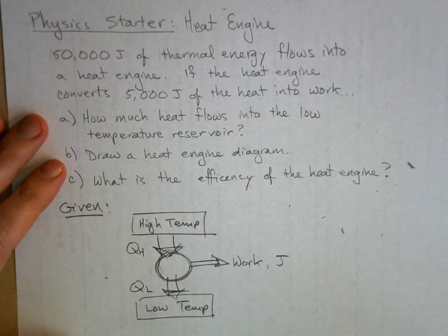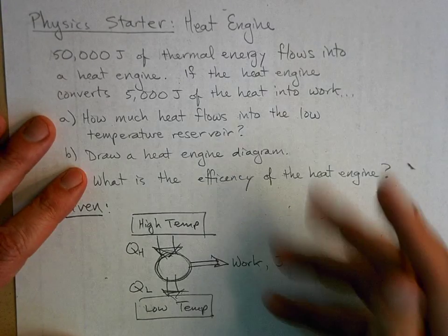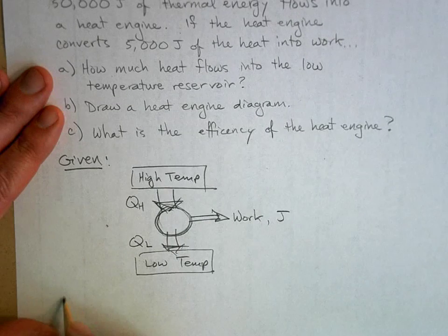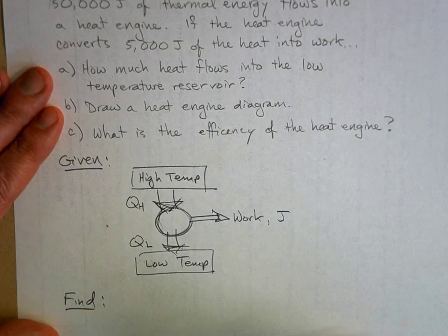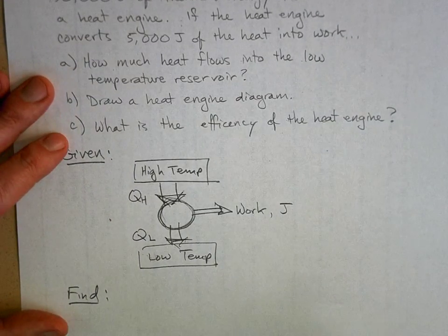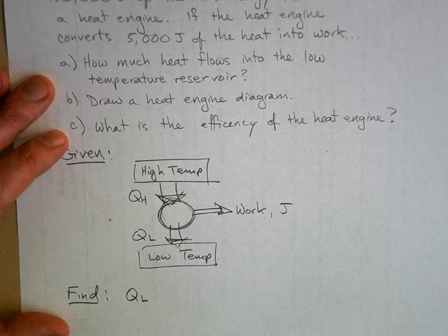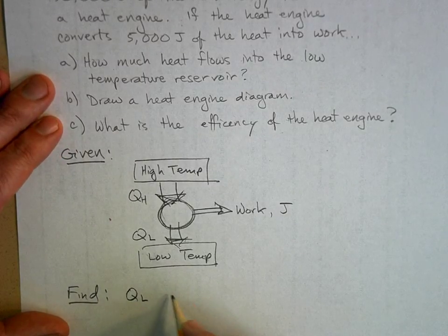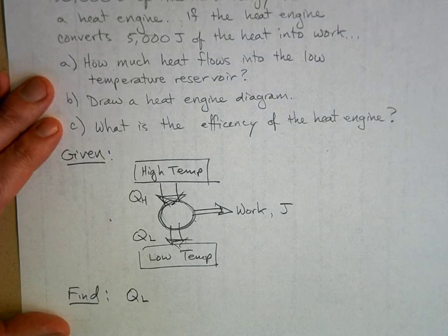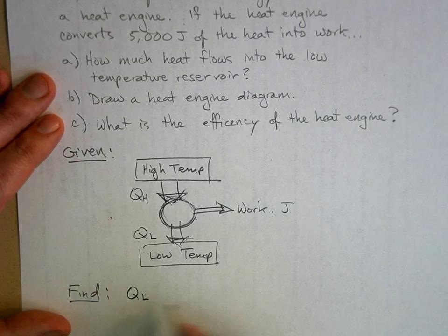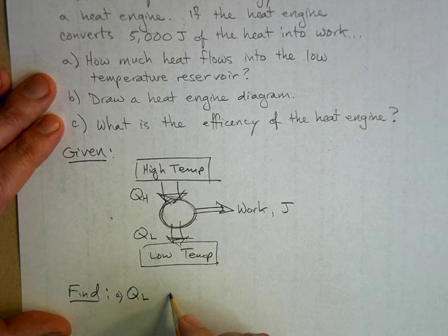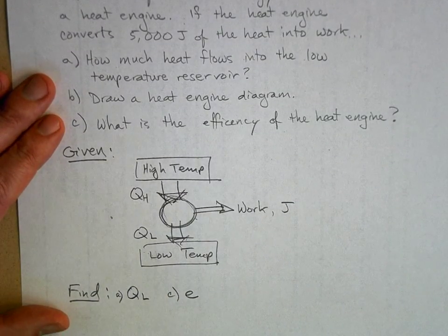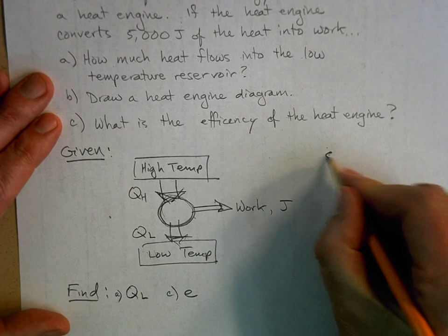And what we say is that the heat, to conserve energy, well, actually, let's do find. We want to know how much heat flows into the low temperature reservoir. And we want to draw a heat engine diagram. Did that in what's given. That's the answer for part B. And then for part C, we want to know what is the efficiency. And I'll just write that as E, for little e for efficiency. So let's solve it.